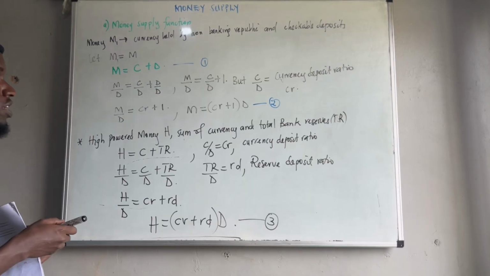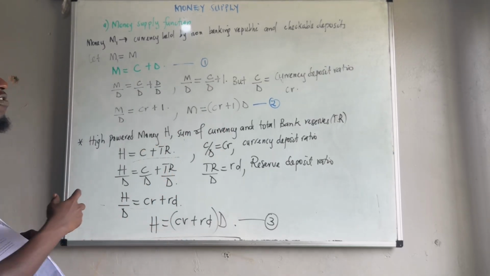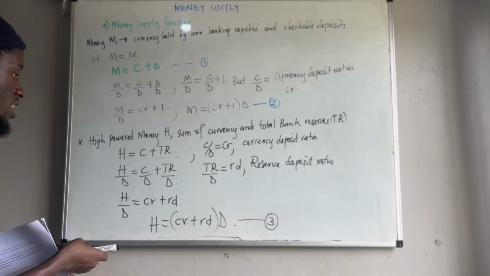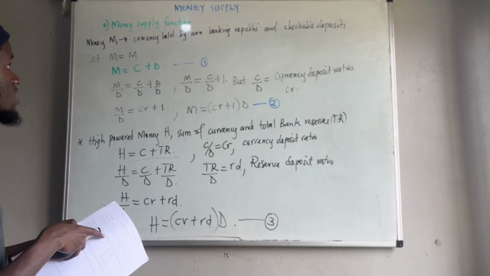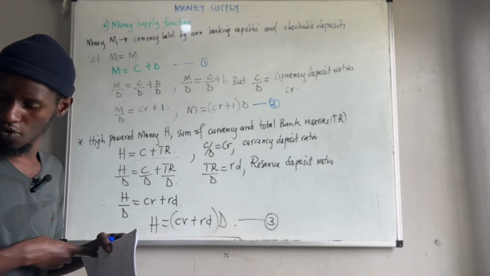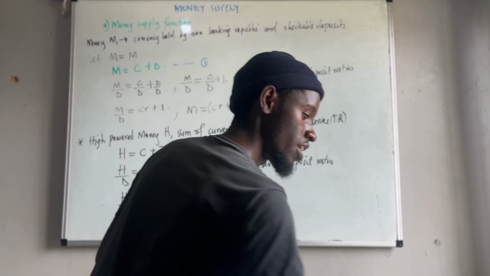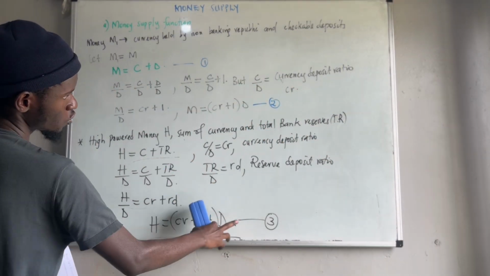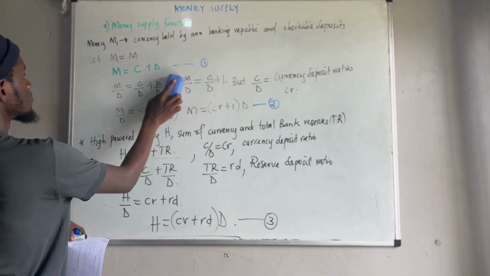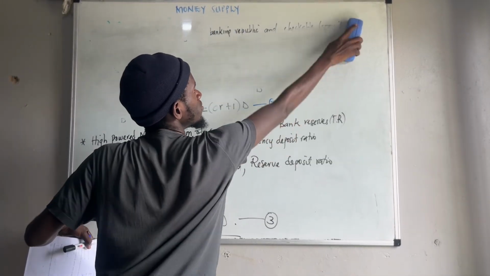Now from equation 2 and 3, we can divide them. If I divide equation 2 by 3, I'll be able to have the definition of money multiplier. I have to create space for this work. Remember, equation 2 and equation 3 is what we need. Now, if I do it like this, I have space.